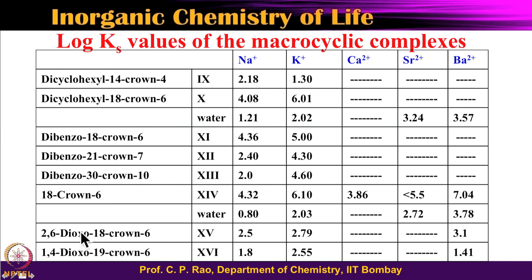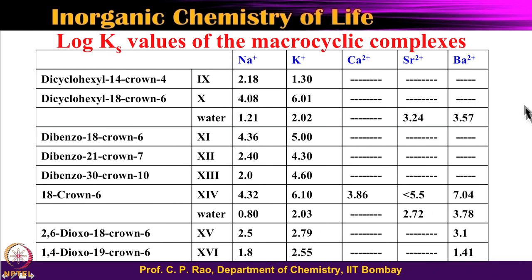Dioxo, this is like adding oxo groups, keto groups outside the 18-crown-6 periphery. Then what are you doing? Hydrophilic. Here dicyclohexyl is hydrophobic, dibenzo you have both hydrophobic and van der Waals, and once you come to the dioxo you have a hydrophilic keto group, it will attract the water, therefore your binding strengths have gone down. Just compare this with 18-crown-6, 4.32. So, 2,6-dioxo-18-crown-6 is 2.5. Similarly, this has fallen down.